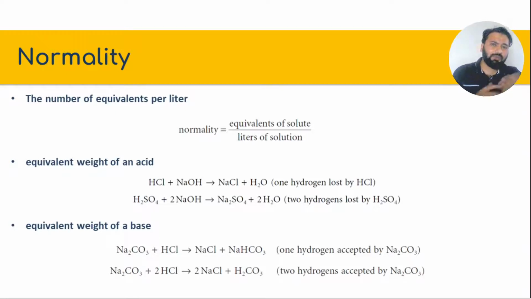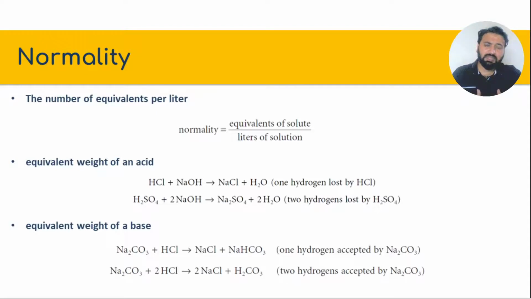Equivalent weight can also be defined in an oxidation-reduction reaction for an oxidizing agent or a reducing agent, but here we are talking about an acid in an acid-base neutralization reaction. So the equivalent weight of an acid in an acid-base neutralization reaction is defined as the formula weight divided by the number of hydrogens lost per formula of the acid in the reaction.